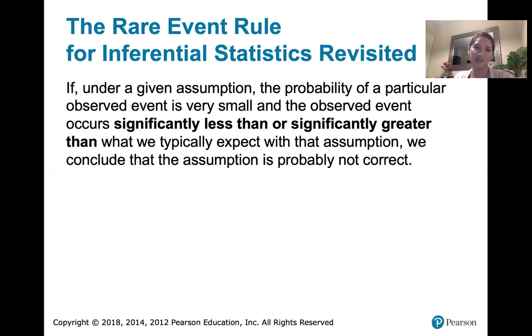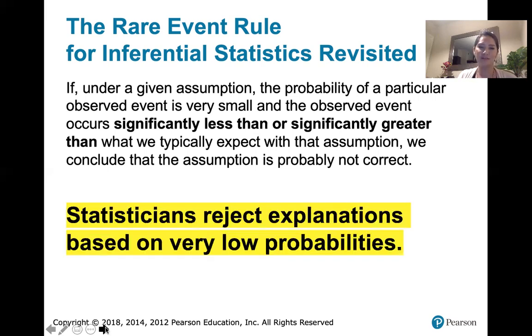So it says if under a given assumption. So you're assuming something is true. Based on that assumption, if the probability of a particular observed event is very small. So you've got some event under this assumption, we say that's pretty unlikely. That's not likely to happen. But then the observed event occurs significantly less often or significantly more often than we would expect given that assumption. So the probability was small, and then we say, but wait a minute, it's happening all the time, then maybe that assumption is incorrect. That's the rare event rule.